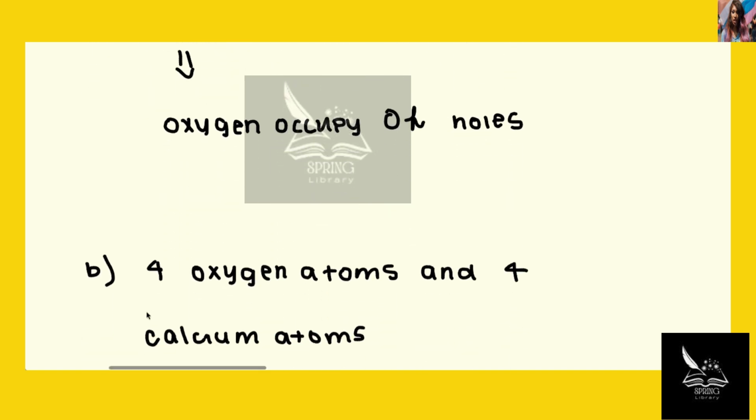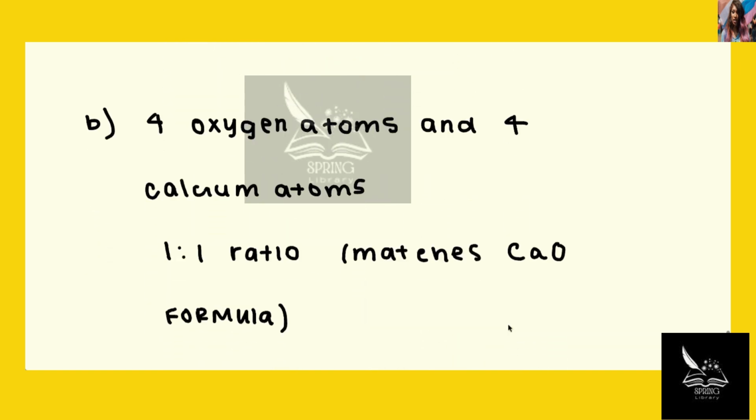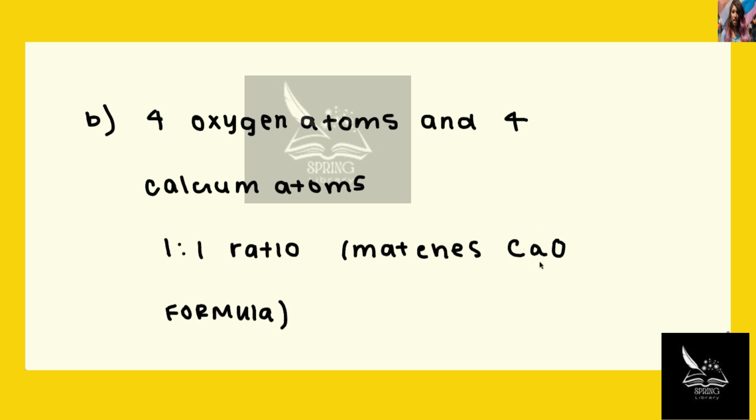And then for part B, we see in the structure we have 4 oxygen atoms and 4 calcium atoms. So if we were to find a ratio of oxygen to calcium or calcium to oxygen, we get a 1-to-1 ratio. And that's the same as the formula we're given of calcium oxide, calcium 1 to oxygen 1. And the structure confirms that.